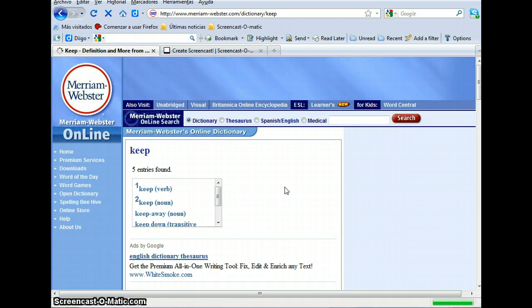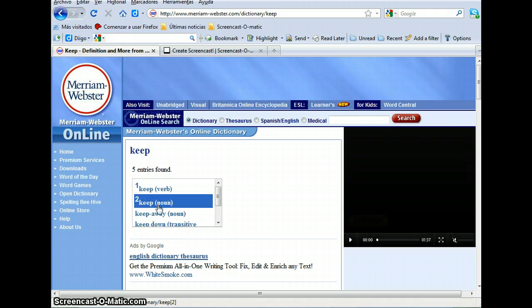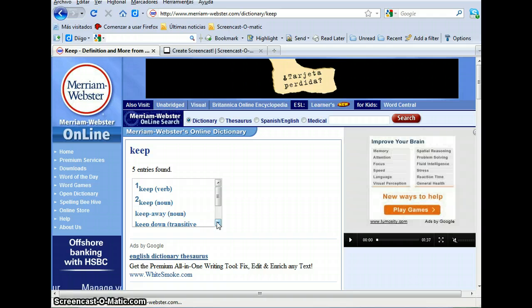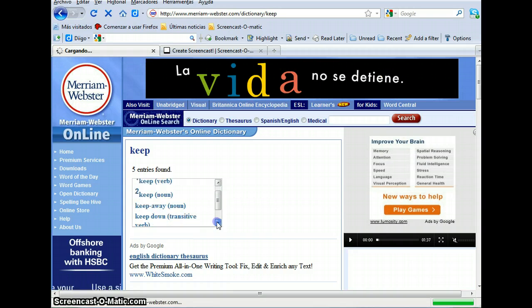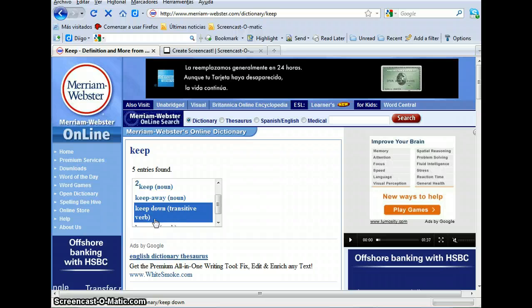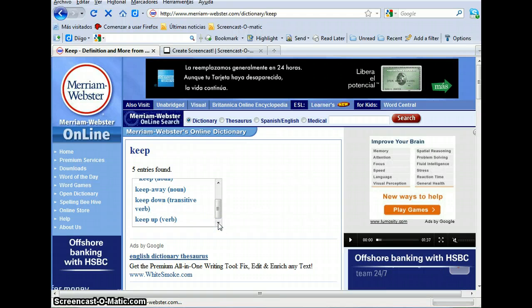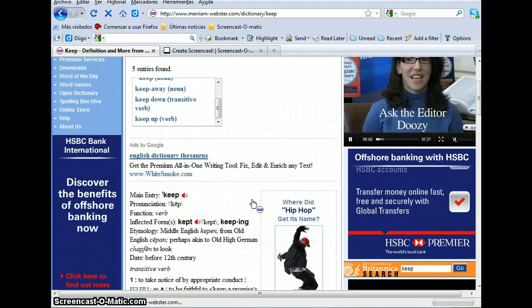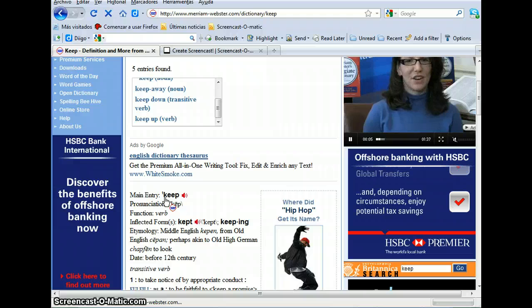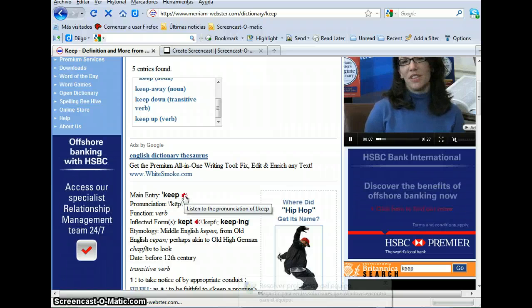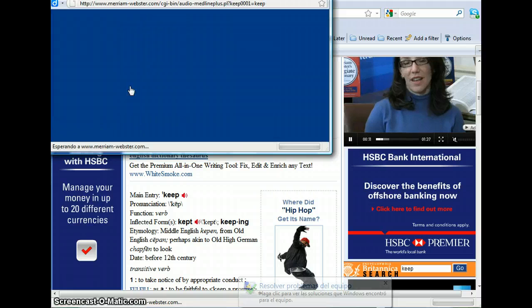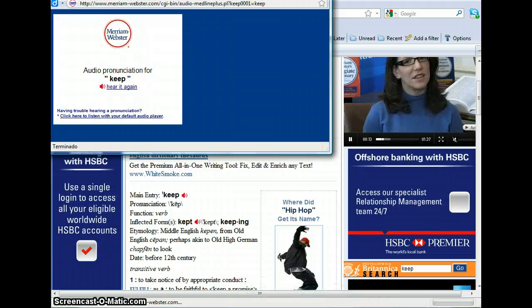Okay, so it comes up in this small box at the beginning. It says keep as a verb, keep as a noun, keep away, which is a compound noun, keep down, okay, this is a phrasal verb, keep up is a verb, okay, a phrasal verb. So we look here and we can hear the pronunciation if we like. We click on this, a window comes up. If we didn't hear it, we click and keep comes up, okay?